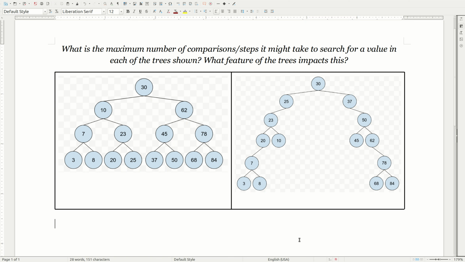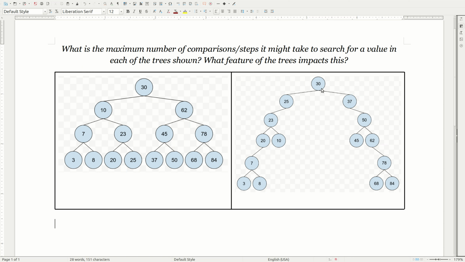Answering the first question is not too hard. We can see that given that we have to start at the root of a tree, to get to any of the furthest out locations, the leaf nodes in this tree on the left, would take comparing with 30, comparing with one of 30's children, comparing with one of its children, and then one of its children. So at most we have to do 4 comparisons to get through that tree to a leaf node. We might get lucky and it might be a smaller amount. We might be looking for 10 or we might be looking for 30, but the maximum number that we have to do is 4 in this tree.